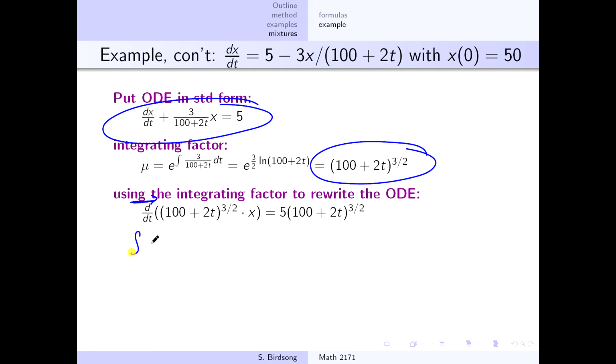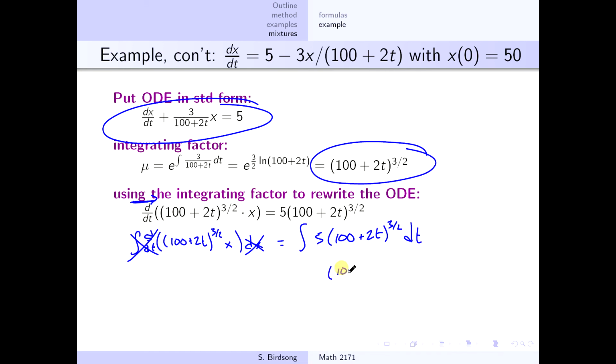So if we integrate both sides, we have the integral of the derivative of all of this. We'll integrate the 5 times (100 plus 2t) to the 3 halves dt. Over here on the left-hand side, we'll have the integrating factor times x. On the right-hand side, this will actually be a substitution again. And if we have a substitution again, what's going to happen? We'll get 100 plus 2t. We'll get 5 halves out front. We'll have 5, we'll have 2 halves, and we'll have a 1 half, so that all this stuff in the front should cancel. We should have a plus c out at the end. And we should have the integrating factor of 100 plus 2t raised to the 3 halves times x.